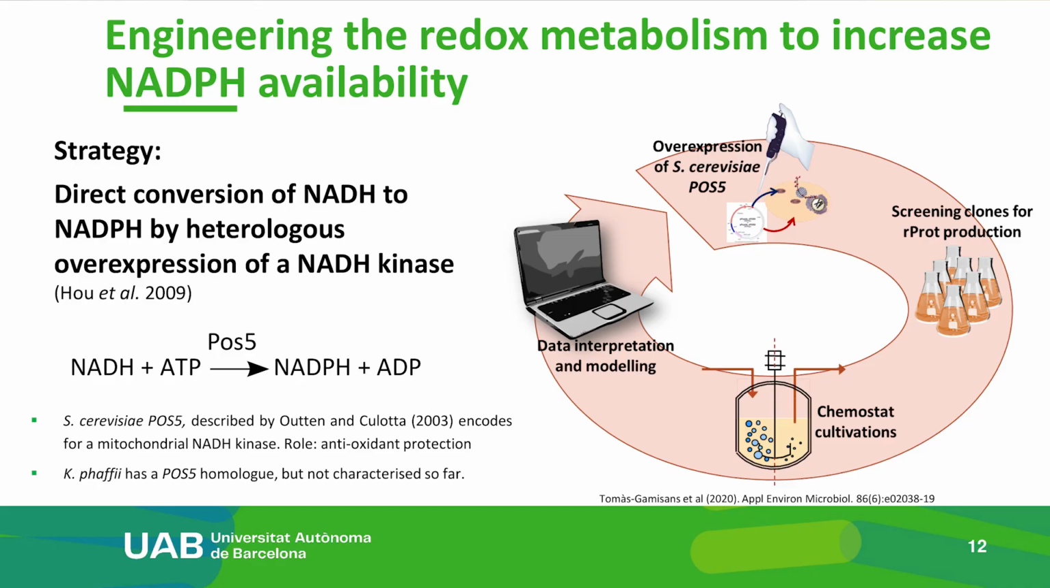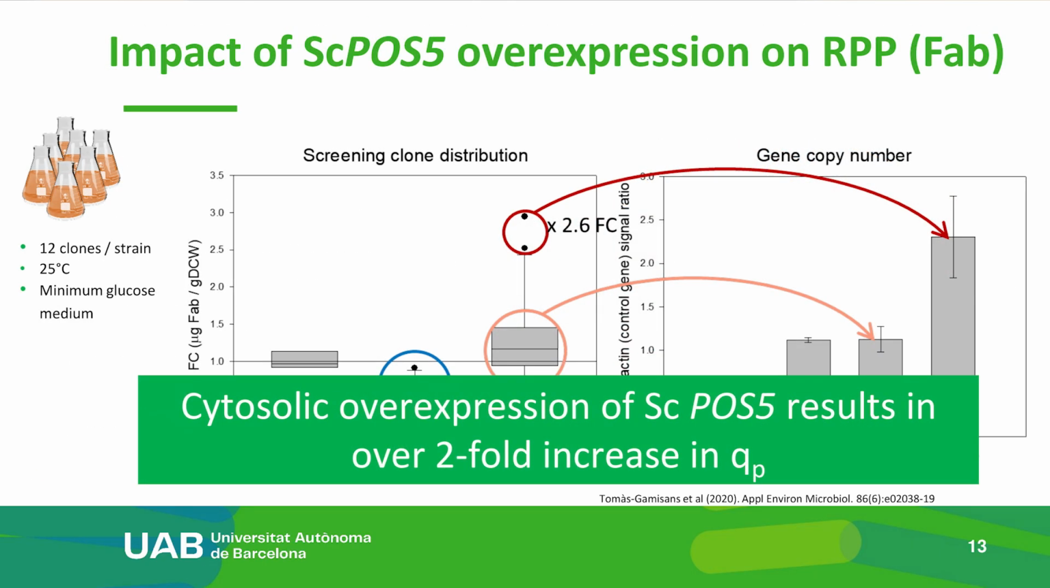So we just picked this gene from Saccharomyces. It codes for an NADH kinase. It's a mitochondrial enzyme, but we removed the targeting peptide so we could also express it in the cytosol. We overexpressed POS5 in the fat-producing recombinant strain. The mitochondrial overexpression didn't work.